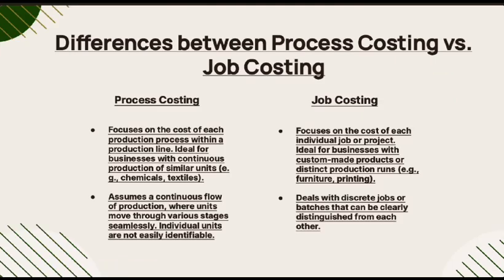Differences between process costing versus job costing. Process costing focuses on the cost of each production process within a production line, ideal for businesses with continuous production of similar units. It assumes a continuous flow of production where units move through various stages seamlessly. Individual units are not easily identifiable.